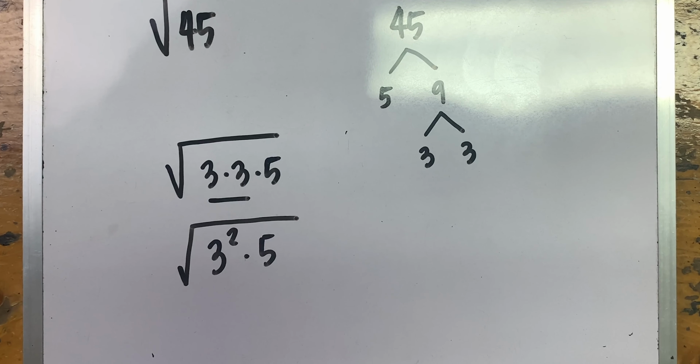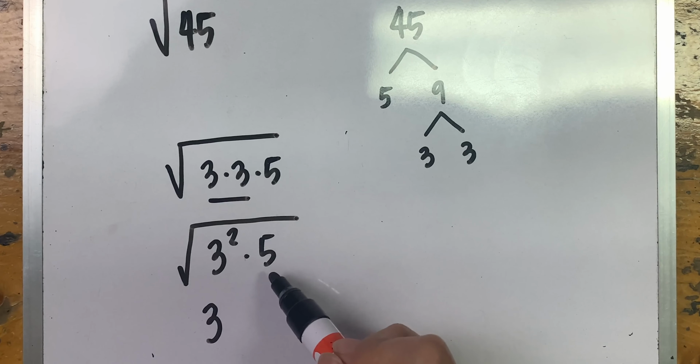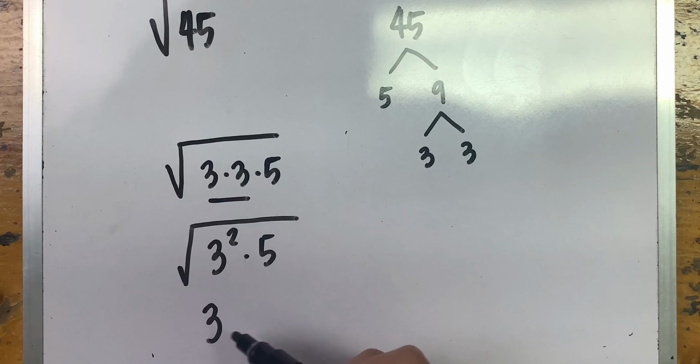And then, kapag in-extract natin yung square root ng 3 squared, that will give us 3. Yung naiwan, since hindi natin ma-extract yung square root ng 5, iwan na lang natin siya sa loob ng radical sign. So, ang sagot sa square root of 45 is 3 square root of 5.